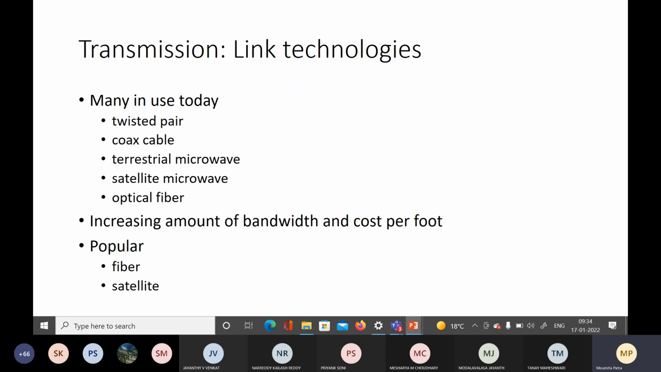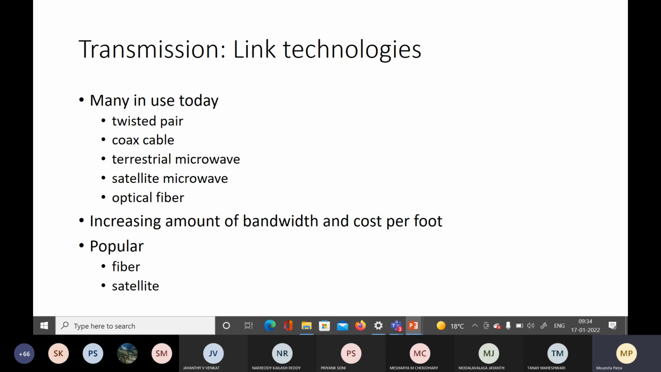This already you have studied. We can have twisted pair cables, coaxial cables. You can have wireless medium of transmission. It can be terrestrial, satellite communication, and you can also have optical fiber communication. Now, why do we go for different types of transmission links?